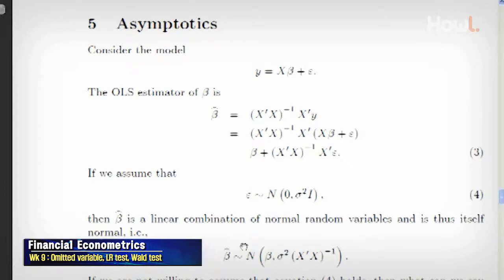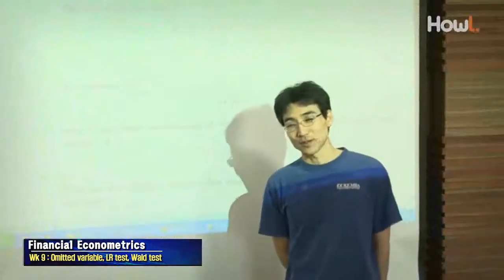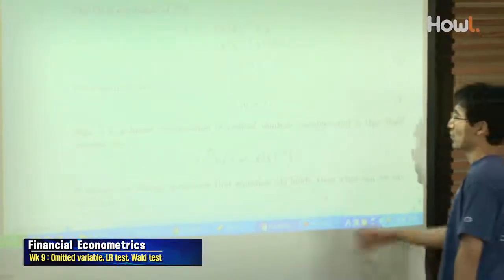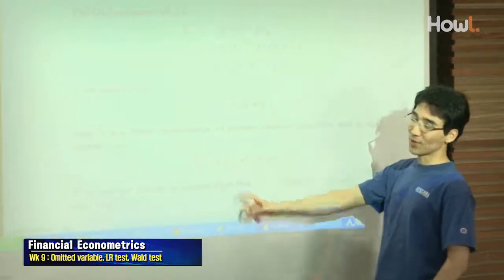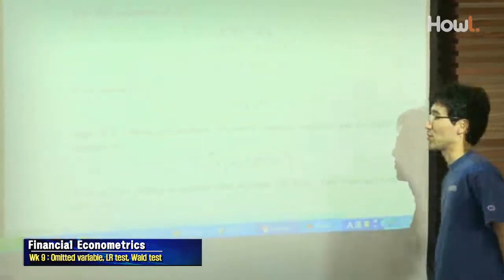But if we assume that epsilon is distributed normal with mean 0 and sigma square, then beta hat is a linear combination of normal random variables, and it is itself normal, right? Because this is constant, this is all normal, and this is all constant. A linear combination of normal variables should be normal. Therefore, beta hat should be normal, right? We already know beta hat is an unbiased estimator with a variance covariance matrix like this.